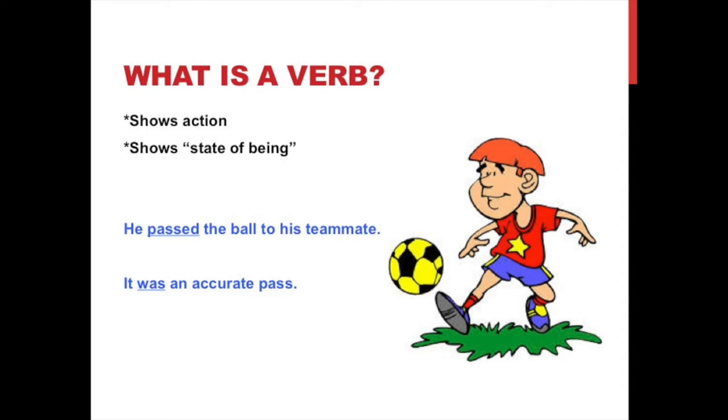Next, it was an accurate pass. Was is underlined. Was is one of the state of being verbs. Earlier in the year, we called them the tricky verbs, the ones that don't look like they would be verbs, but they are. Those were the forms of be: am, is, are, was, and were. I hope you'll always remember that those words are always verbs in a sentence.